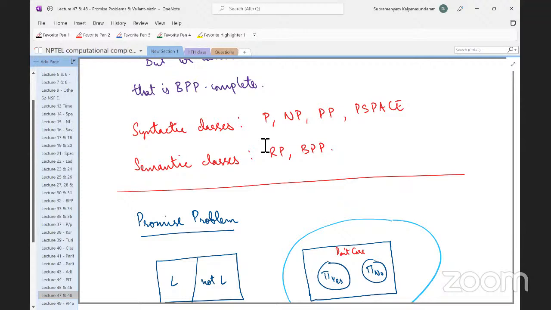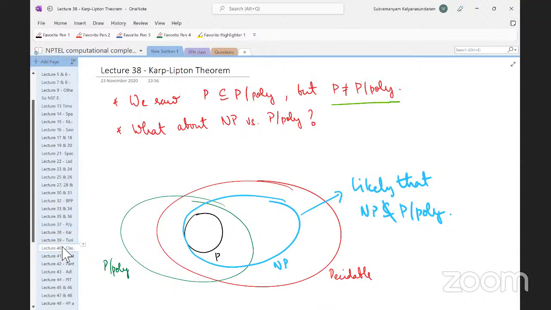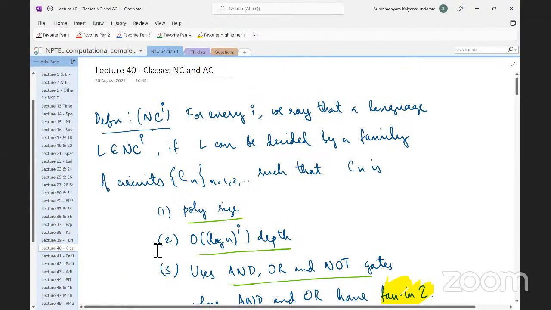Sir, in the lectures, I was trying to understand this NC. You said that NC represents parallel algorithms, parallel computation. But the relation was not very clear to me. How does NC relate to parallel computation, sir?